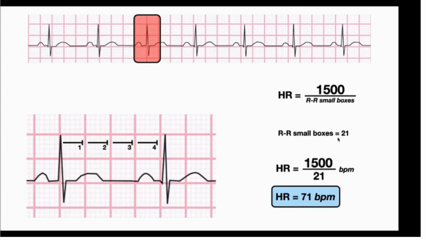So I'm simply going to take 1500 and divide it by 21, and that's going to be my heart rate in beats per minute. And I get roughly 71 beats a minute. When you do this calculation, you're going to get about 71.4. And since we can't have fractional or decimal heart rates, you just round it to the nearest whole number. So 71.4 beats per minute will be 71 beats per minute. And that's the 1500 method.